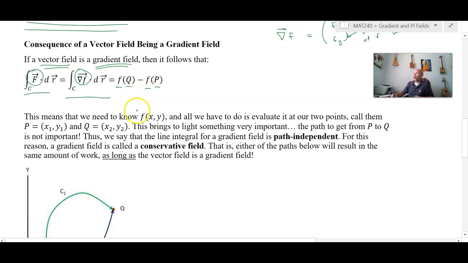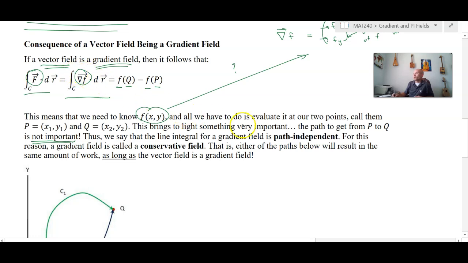This means that we need to know f of x, y. Well, what was that function? And how do we know that this is the gradient vector? Somehow we need to go back and see if the integrals of these two functions will yield the same f. It will yield the same function. This brings to light something very important. The path to get from P to Q is not important if your vector field is a gradient field.